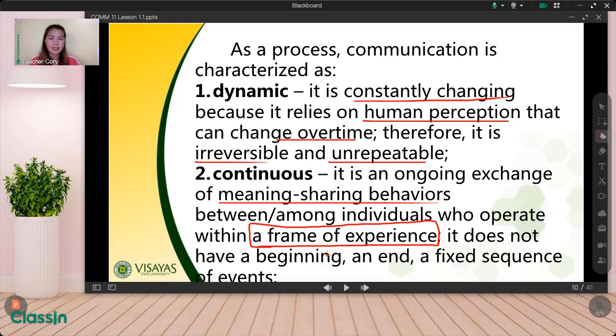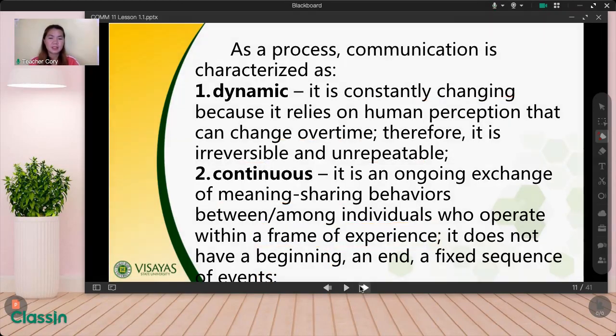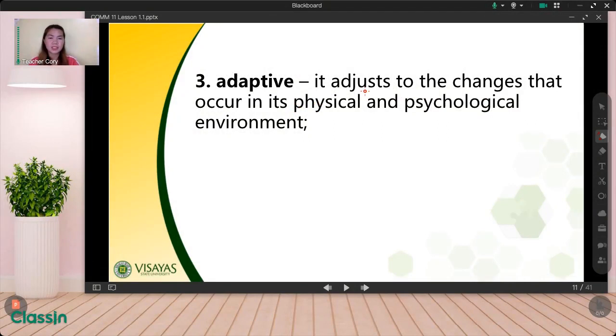So it does not have a beginning, an end, or a fixed sequence of events. Also, next, communication is adaptive. It adjusts to the changes that occur in its physical and psychological environment. So we adapt to the kind of communication setting that we are engaged in.